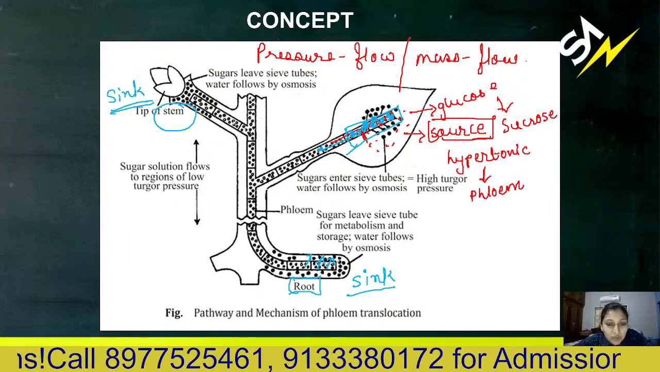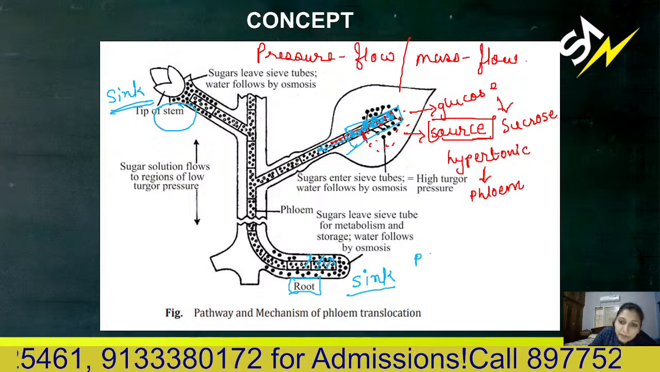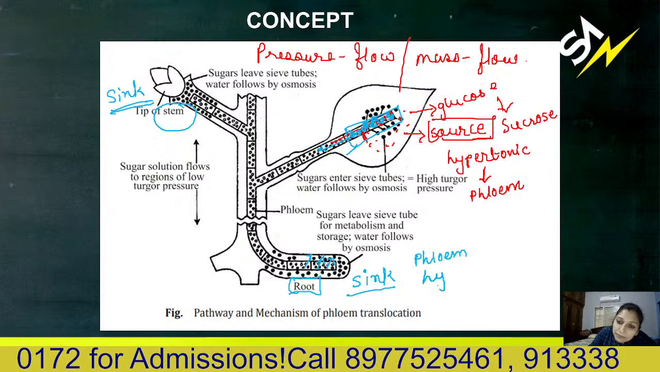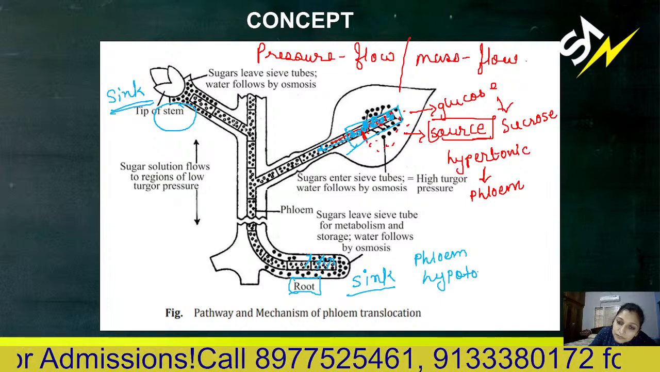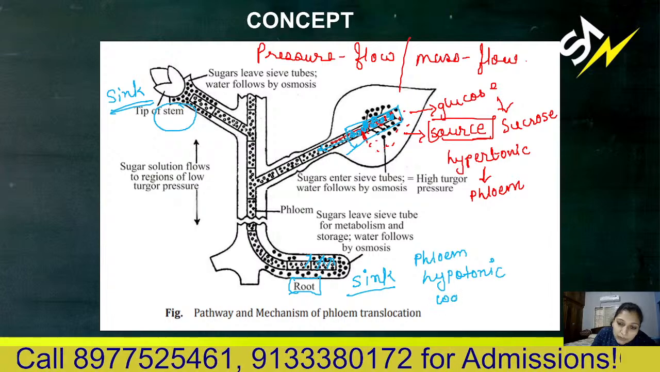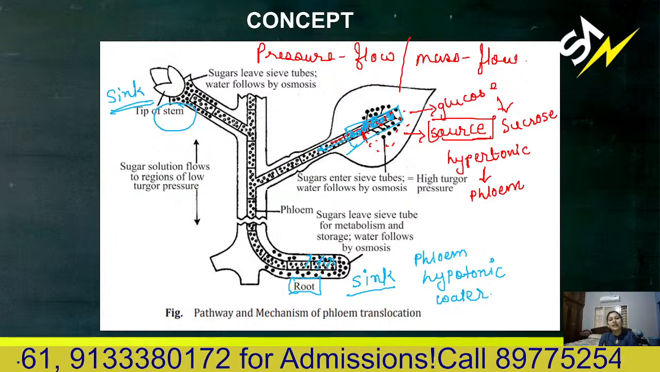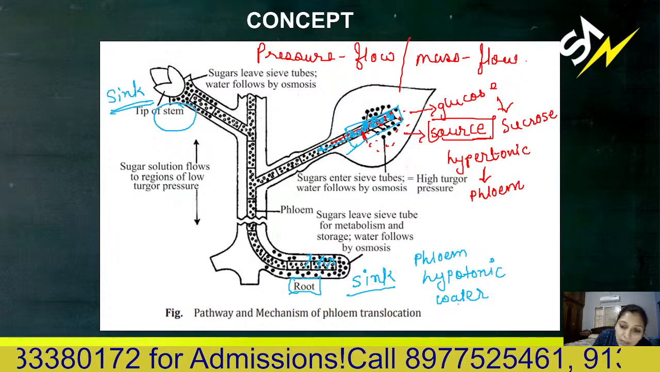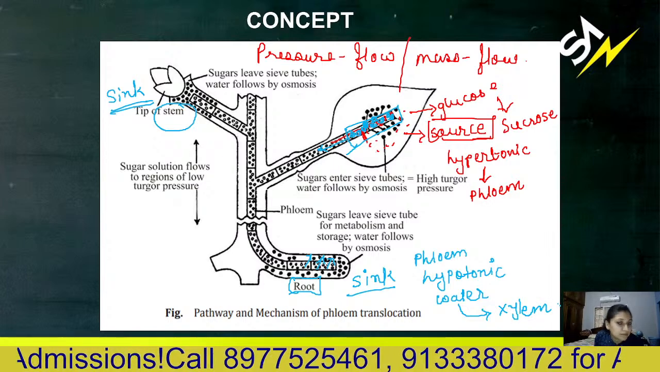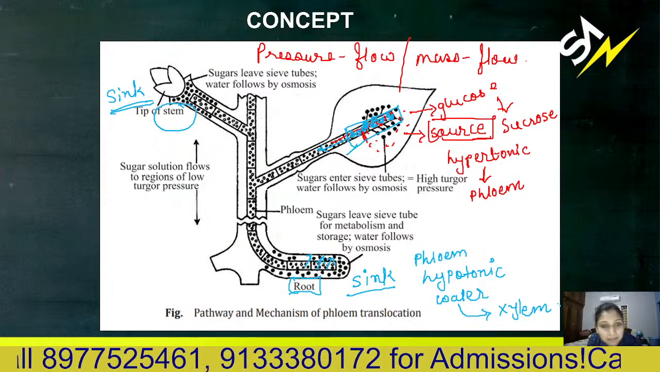Okay, so what happens right now in the phloem? Here the phloem becomes hypotonic. Phloem near the sink becomes hypotonic. So because it becomes hypotonic, water will be removed. Whatever water had entered from the xylem to the phloem has now returned to the xylem again. So this is what happens in the pressure flow, mass flow mechanism.